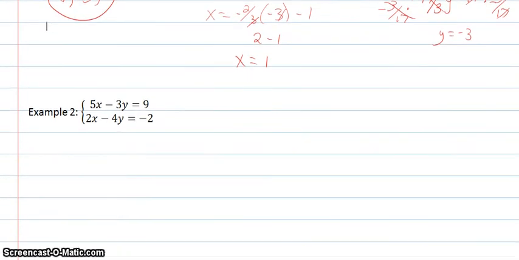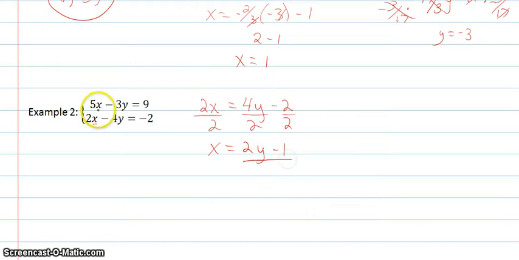Alright, let's look at the second example. This time I chose to solve for the x in the second equation just because when I divide everything by 2, there aren't any fractions. Okay, so sometimes you'll have to have fractions and sometimes you won't. So I have 2x equals a positive 4y, because I just moved that to the other side, minus 2, divide everything by 2, so x equals 2y minus 1.